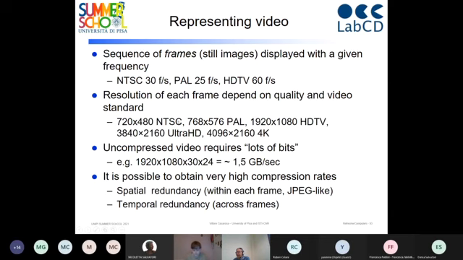NTSC was mostly used in the US, PAL was mostly used in Europe, and they were standards. For example, NTSC and PAL had 576 rows and 768 columns on a screen.